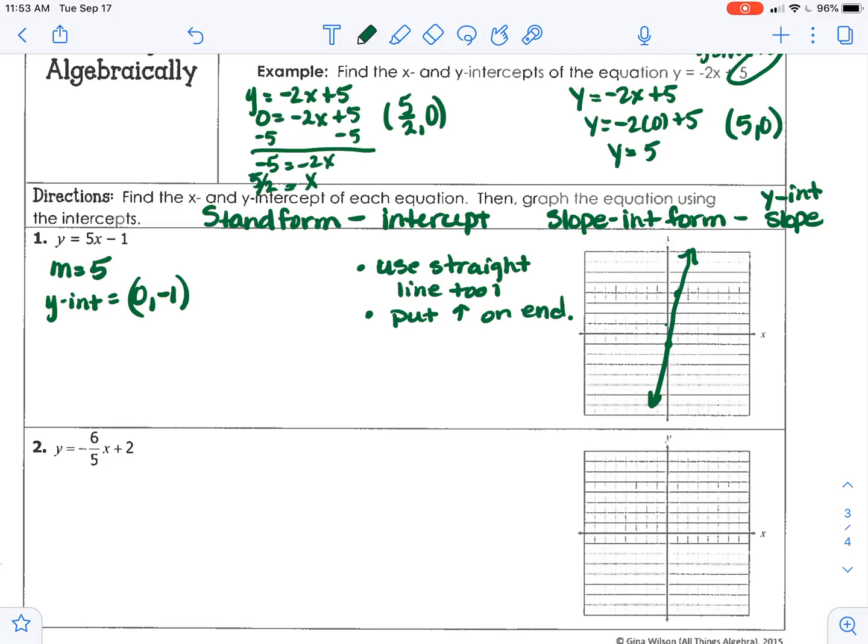So if this was your problem and you needed to know the x-intercept, of course, you could go back in and find it. But in terms of just graphing, that's all I'm going to ask you to do. Okay?